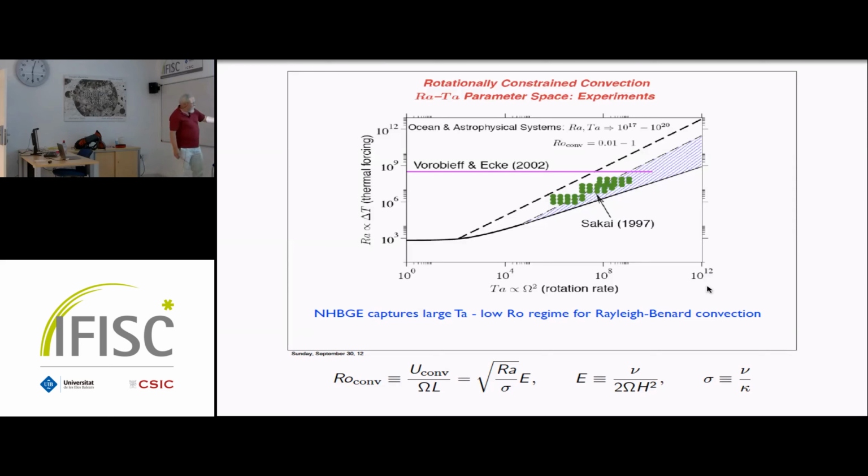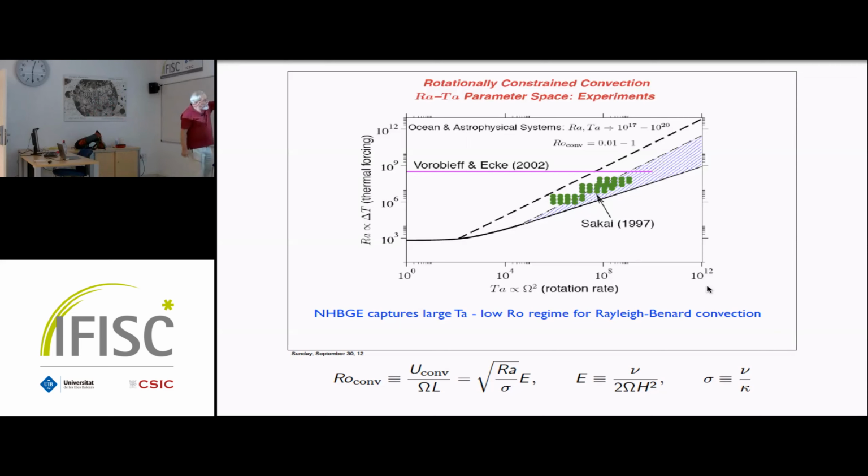And so the convective Rossby number is given by this expression in terms of the Rayleigh number and a measure of the rotation, and I'm going to use the Ekman number here, which is 1 over the square root of this Taylor number. It's defined in this way, but it measures the rotation relative to viscosity. Okay, so those are the parameters.